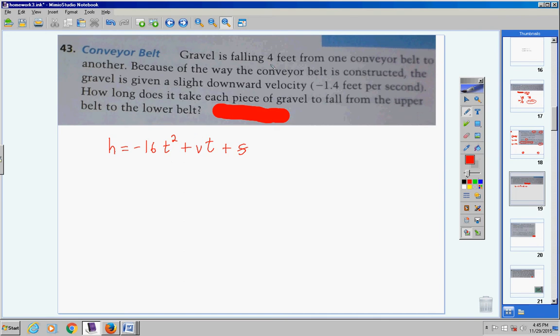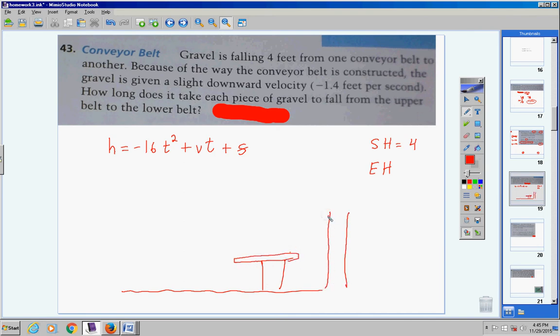Your starting height, your initial height, is 4 feet. Now here's where it gets confusing unless you listen to me. Your ending height is really hard to figure out. Let's say here's the ground down below, and you've got a conveyor belt running along. Then up higher is your other conveyor belt. And the distance from here down to here is 4 feet, that's what it says. Gravel is falling 4 feet from one belt to another belt.